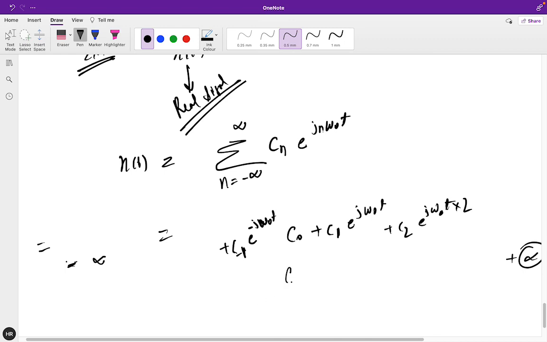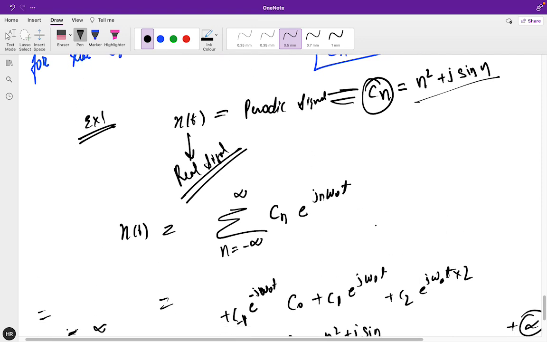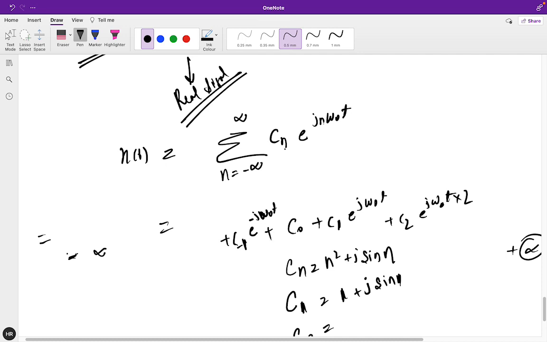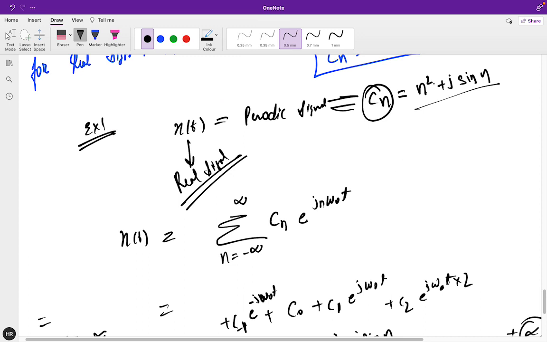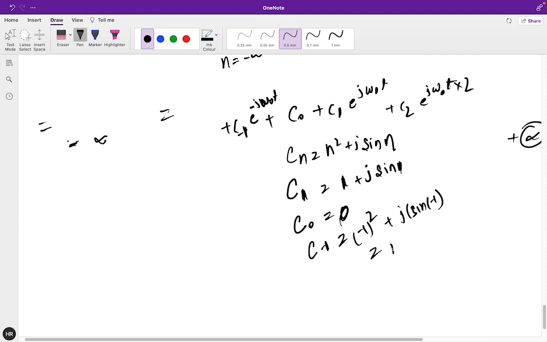Now if you substitute the value, C of n is given in the question as n square plus j sine n. What is the value of c of 1? 1 plus j sine 1. What is the value of c0? If you put n as 0, you will get 0 only. What is the value of c of minus 1? Put minus 1: minus 1 whole square plus j sine of minus 1. What you are getting? 1 minus j sine 1. So this is your c of minus 1.